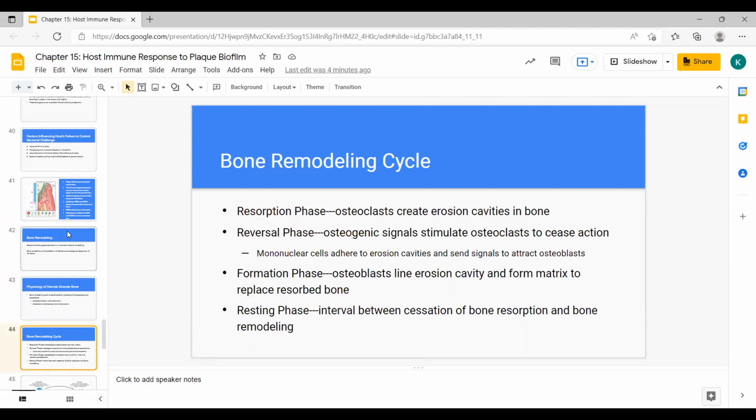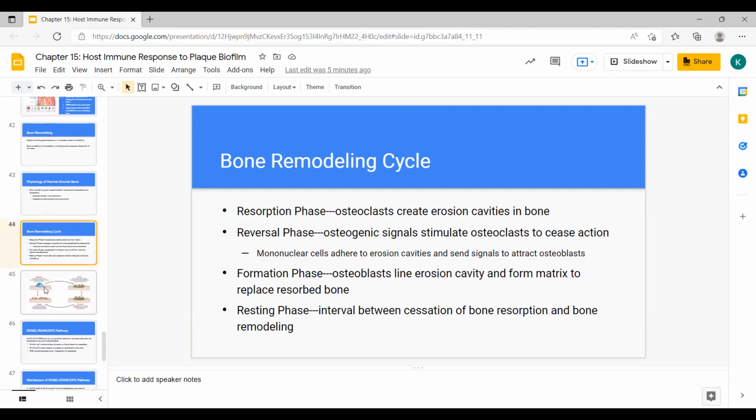So in the resorption phase, osteoclasts create erosion cavities in the bone. The reversal phase is when osteogenic signals stimulate the osteoclast to cease action. So they're saying, don't break down any more bone. Mononuclear cells adhere to the erosion cavities and send signals to attract the osteoblasts. Okay. In the formation phase, osteoblasts line the erosion cavity and form a matrix to replace the resorbed bone. And then the resting phase is the interval between cessation of bone resorption and bone remodeling. Okay, so bone remodeling is always happening.